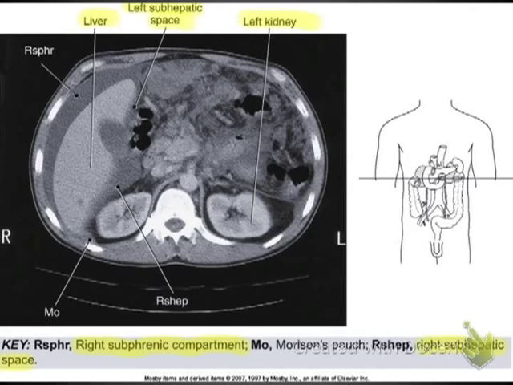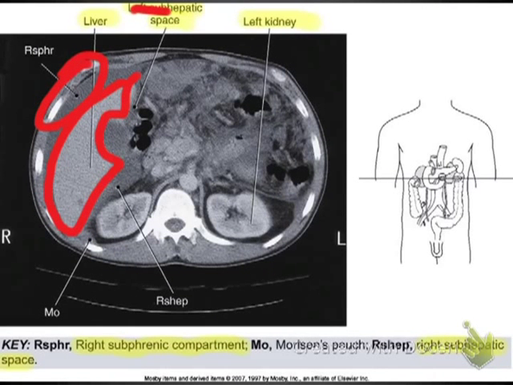Here we actually see kind of what we were talking about. We have the liver, and we have the right subphrenic space here. We're not going to worry about the left subphrenic space on this because I feel that it's slightly more confusing. If we did a more superior cut, then maybe potentially we could demonstrate the left subphrenic better.